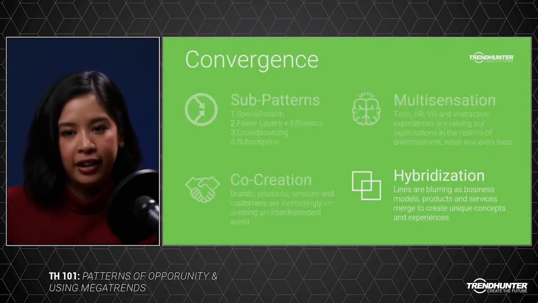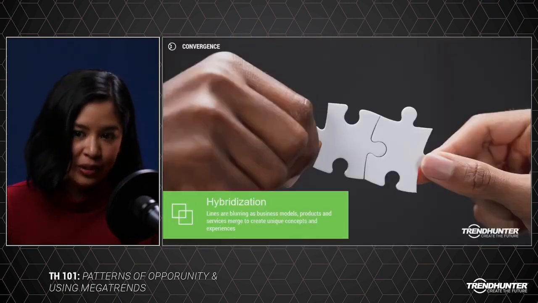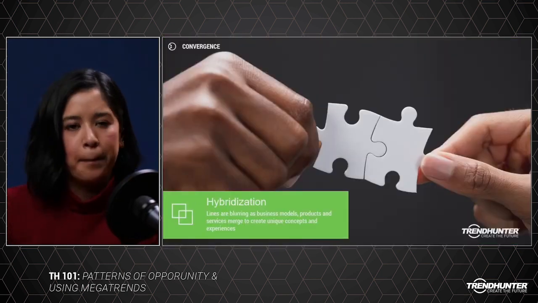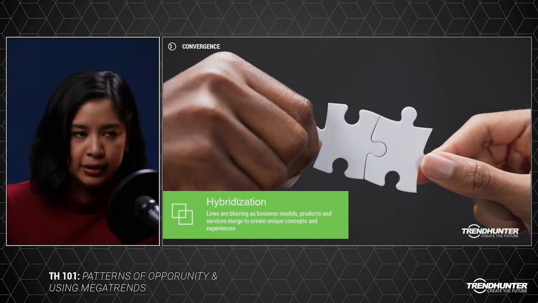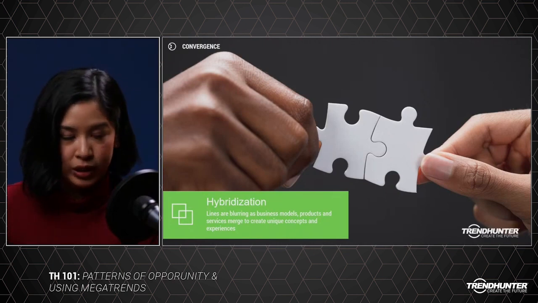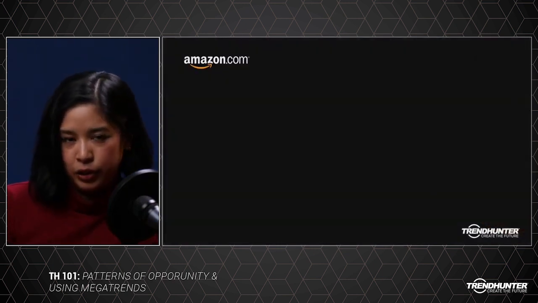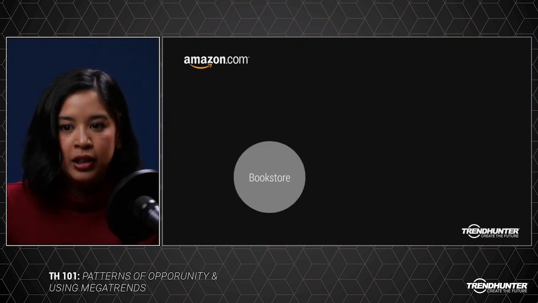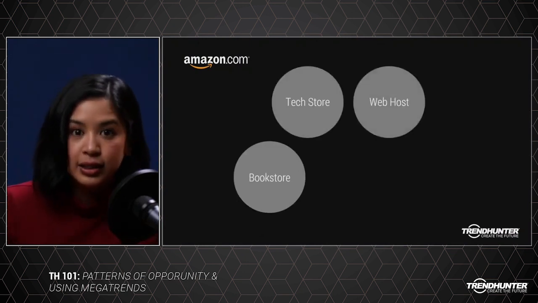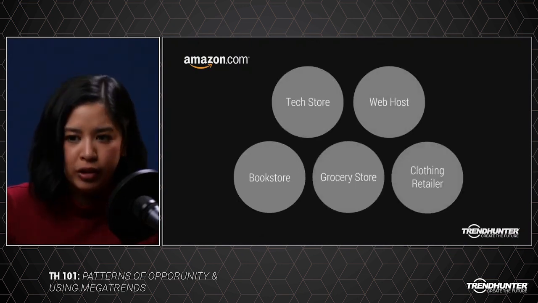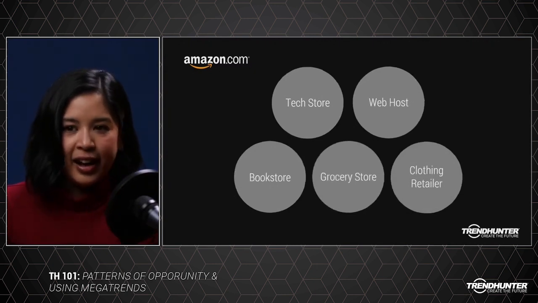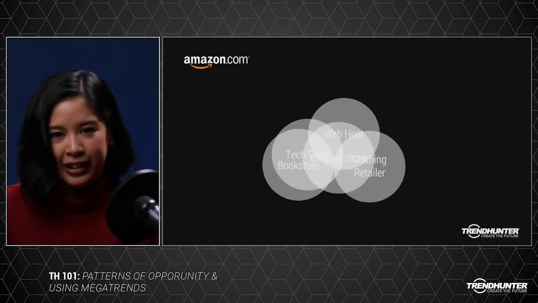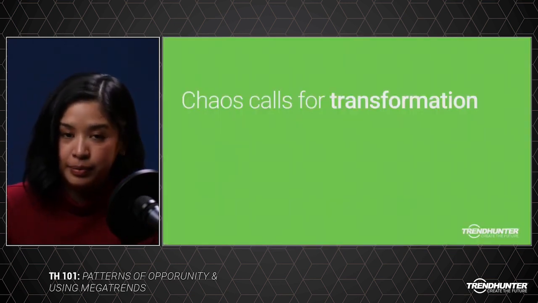Now up next we have our last megatrend under the Convergence pattern, which is hybridization. Hybridization is all about combining different ideas with the goal of blurring business models and blurring the categories of different industries. Now, this isn't necessarily something new, right? When Amazon first came out, they were a bookstore, then they were a tech store, then they were a web host, then a clothing retailer, then they acquired Whole Foods and became a grocery store. And now they're all of those things, which created an entirely new category altogether.